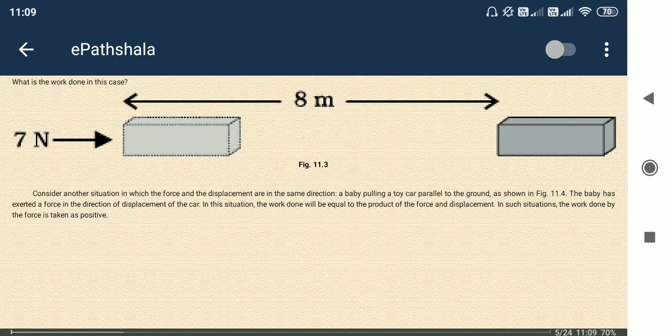We know the unit of force is newton in SI unit, and in CGS unit it is dyne. For displacement, it is the length. The unit in SI is meter, and in CGS it is centimeter, okay?